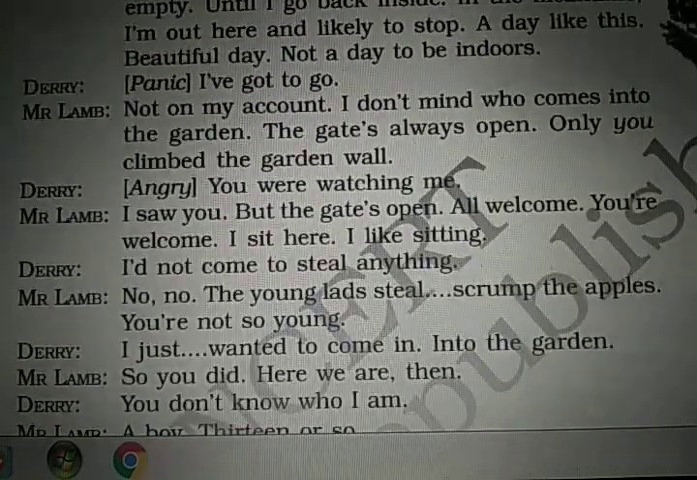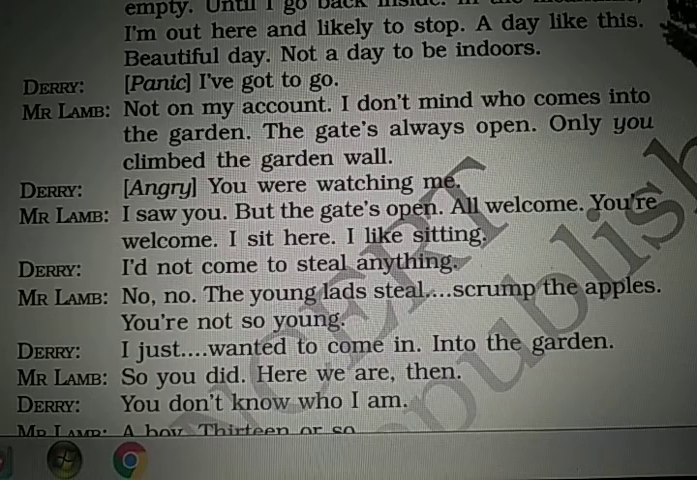Now Derry, angry: "You were watching me." Mr. Lamb: "I saw you." I had seen you climbing the wall. But the gate is open. All welcome. You are welcome. I sit here. I like sitting. Derry: "I would not come to steal." I had not come to steal anything. I hadn't come to steal anything here in the garden.